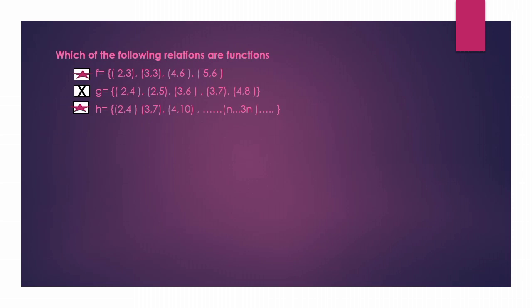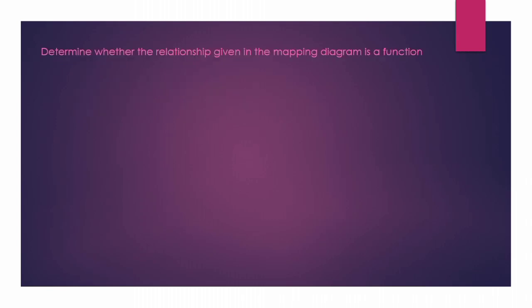So I hope that it is clear with you on how to identify functions using ordered pairs. Again, all you need to do is to simply look at the x values. If there are numbers the same in the x values, that is not a function. Okay, so now let us try to determine whether the relationship given in the mapping diagram is a function.